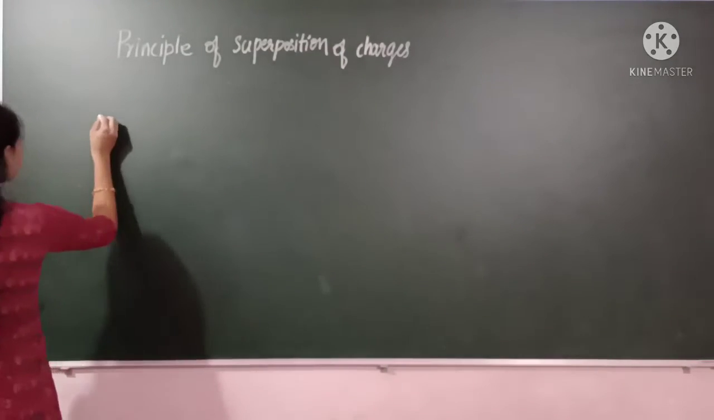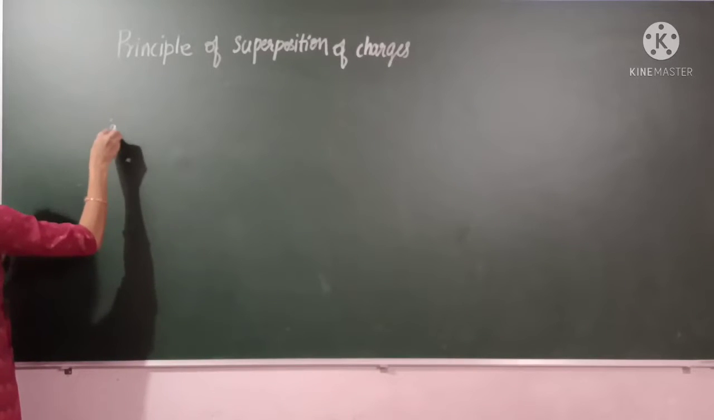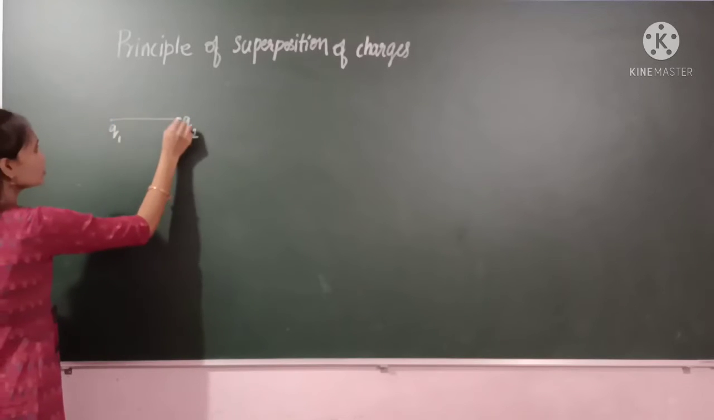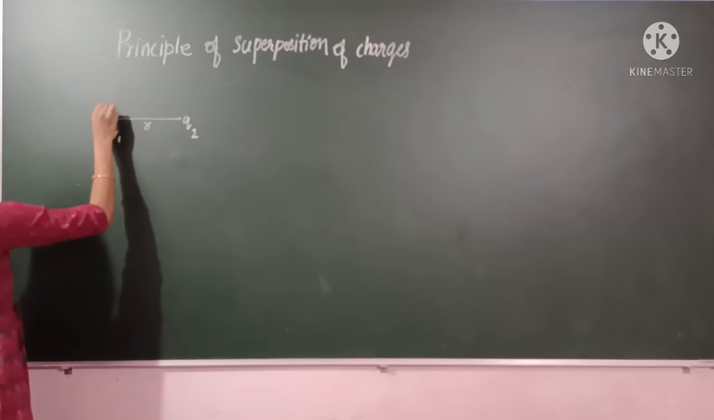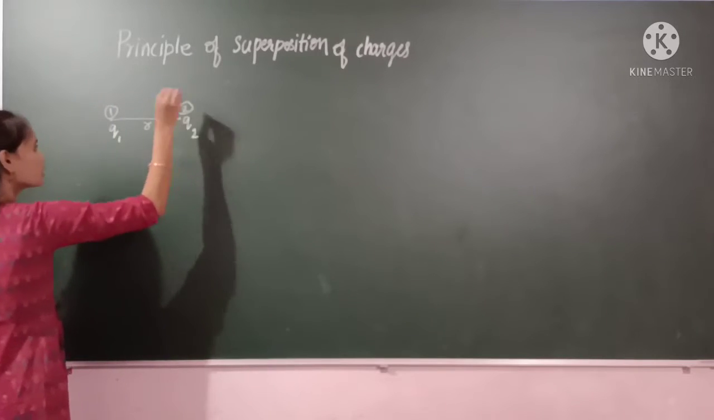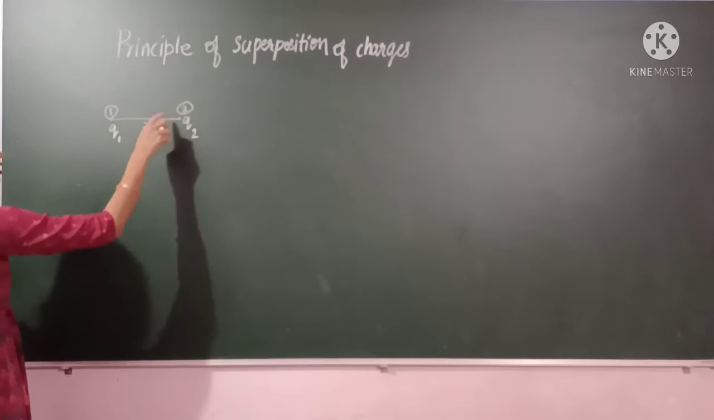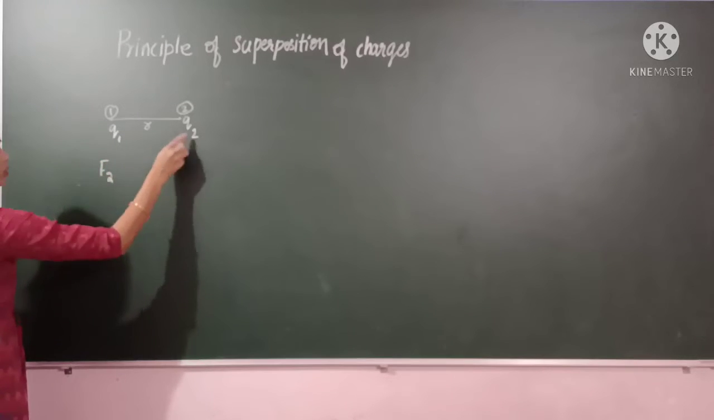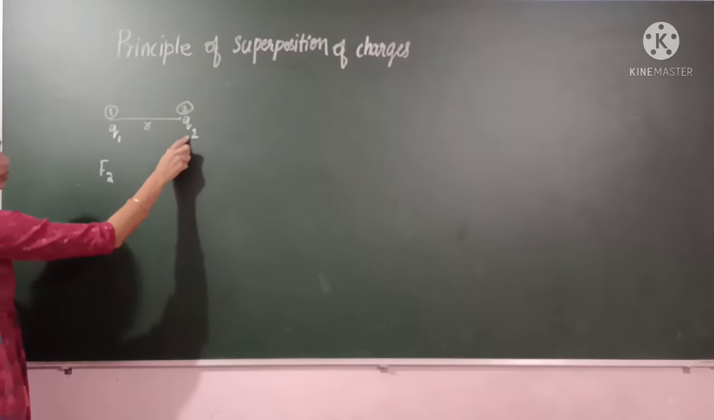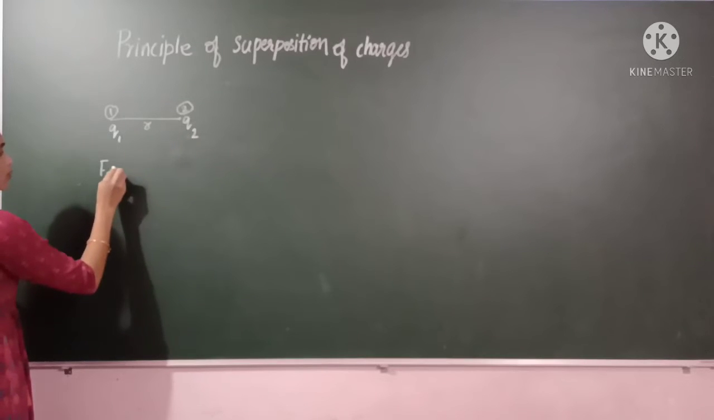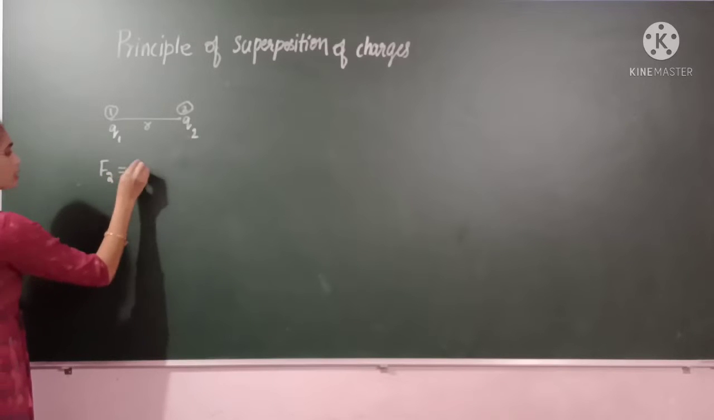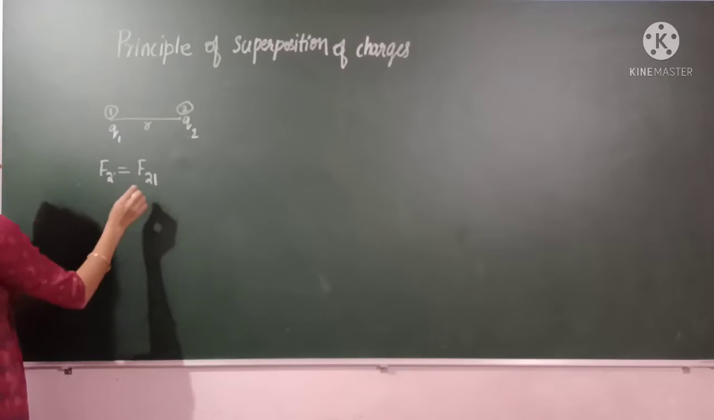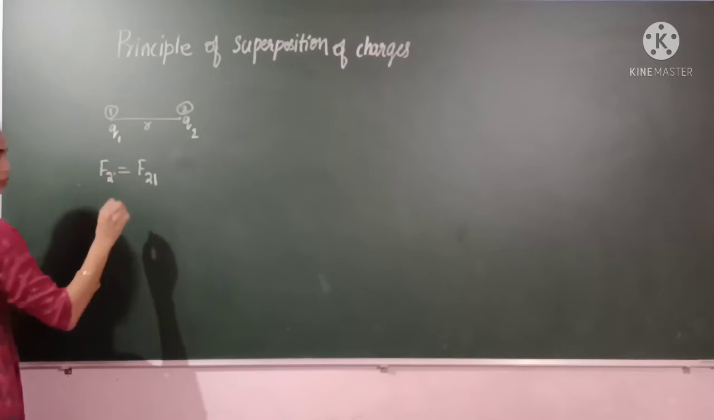First we will take a plus q1 charge and a q2 charge, two charges. The distance between these two charges is r. The q1 charge we will call the first charge, and the q2 charge we will call the second charge. So if we want to calculate the net force on the second charge, how do we calculate it? The net force on the second charge can be calculated as the force on the second charge because of the first charge.